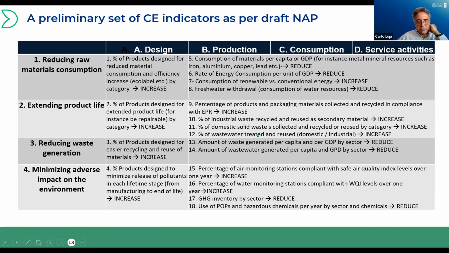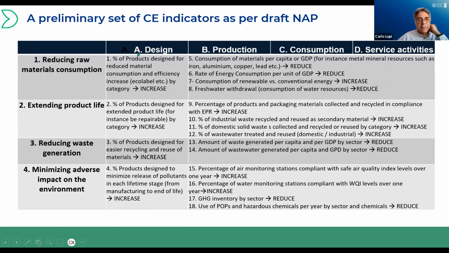So there are already a number of indicators proposed in the draft National Action Plan. Obviously, I cannot say that the indicators listed here are the ones proposed by the National Action Plan, because this is still under discussion. But let's say that more or less the National Action Plan is going in a direction like that.